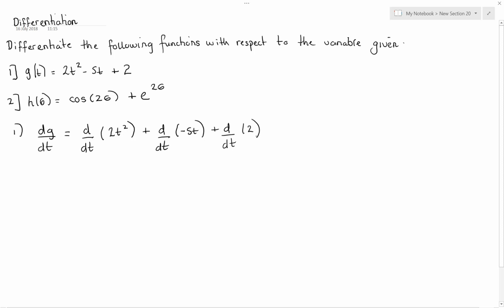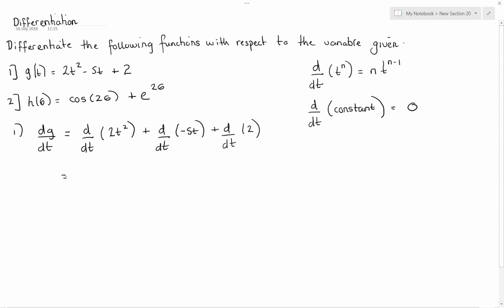So let's recall some general results. If we want to differentiate some power of t, so t to the n, we bring the power down the front and take 1 off the power. If we want to differentiate a constant with respect to t, well, we get 0. So using these two results, we should be able to find dg by dt.